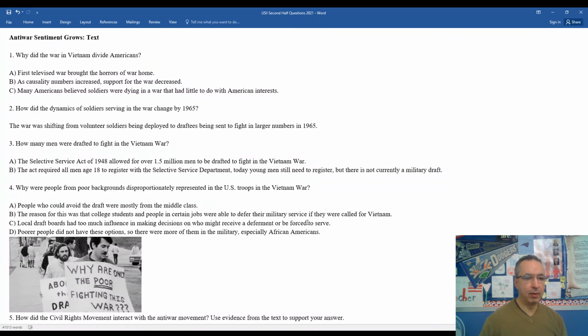And thirdly, for number one, many Americans believed soldiers were dying in a war that had very little to do with American interest. It's a country halfway around the world in Southeast Asia, a jungle-based country, one in which we didn't necessarily have any real relationship with, and we're wondering why in the world are we even here.